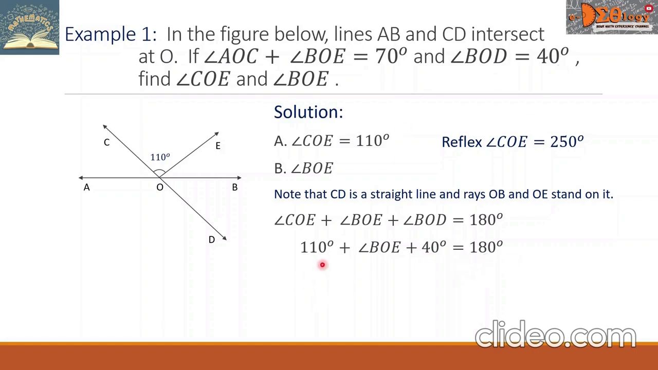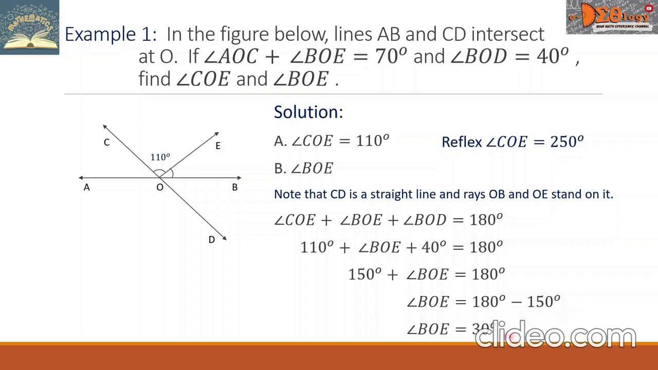We combine 110 and 40 degrees into 150 degrees. Then we transpose 150 degrees to the right. So the right side becomes 180 degrees minus 150 degrees. And the difference is 30 degrees. This is the angle BOE.